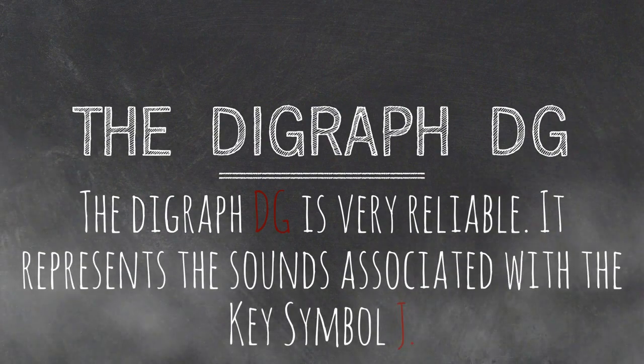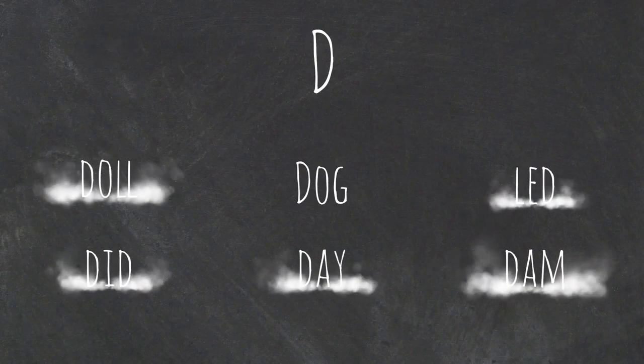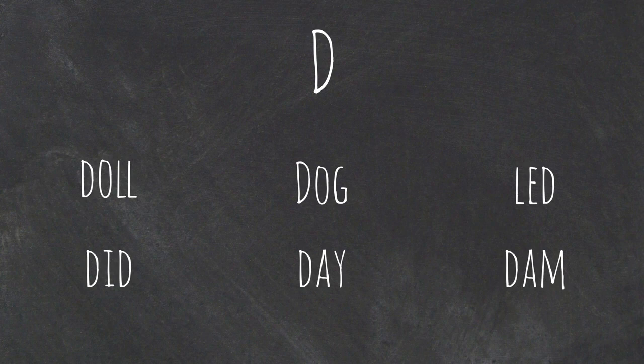When we're talking about the digraph DG, we're talking about a very reliable digraph. It represents a sound associated with the key symbol J. This happens all the time. We saw it in the previous examples. So, let's move on to the letter D. When we're talking about D, we can normally assume that we're going to hear the sound associated with the first sound in the word dog. Again, we see it in doll, did, day, led, and damn.